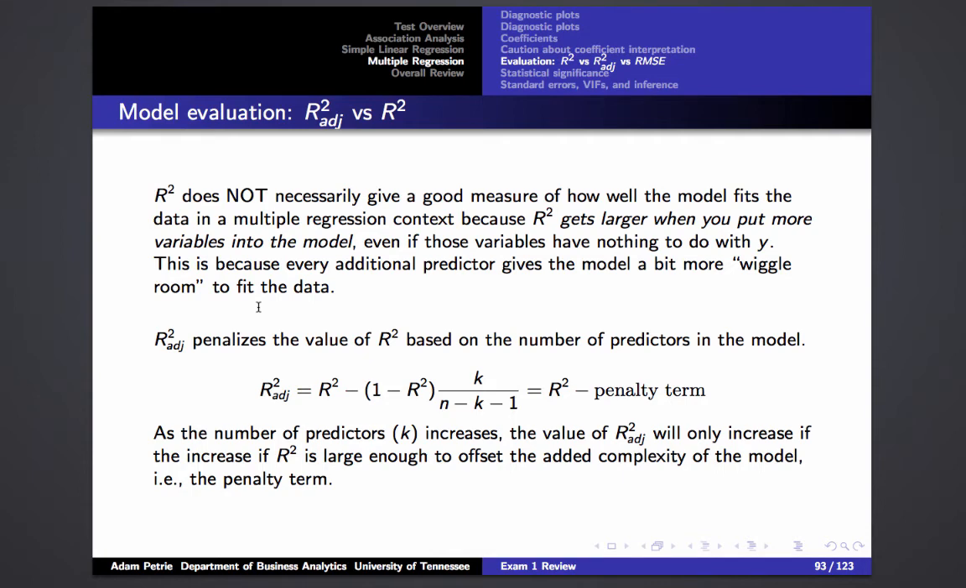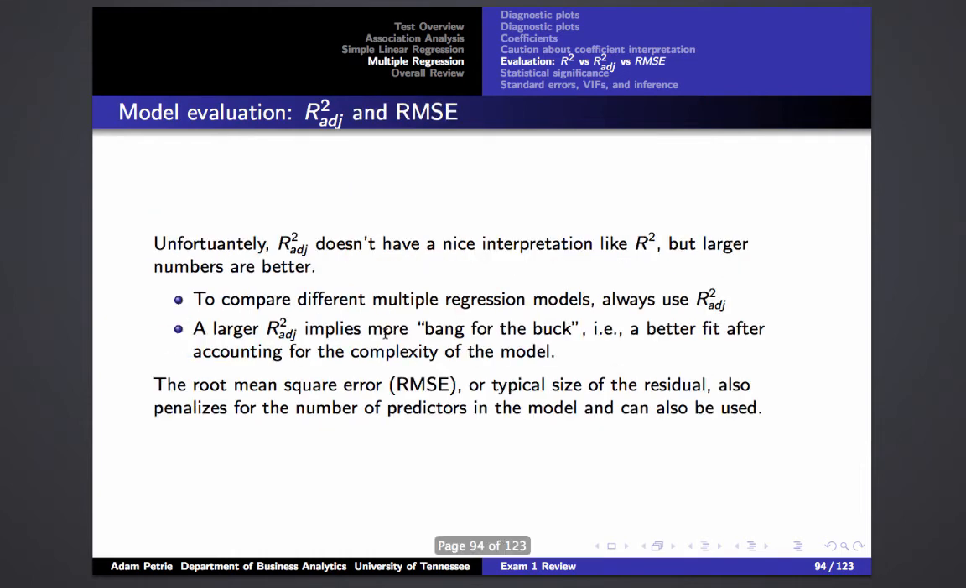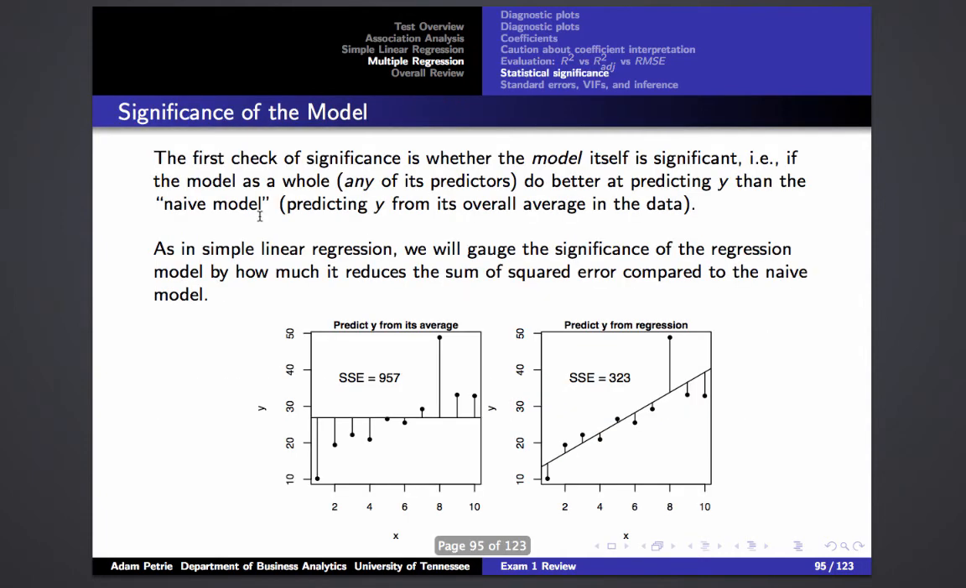When we deal with multiple regression, in order to gauge how well the model is fitting the data, we need to use R-squared adjusted. Because R-squared has this unfortunate property that when you add even completely random, unrelated predictors, R-squared is always going to get bigger. So R-squared doesn't necessarily give you a good idea of how well your model fits the data. R-squared adjusted penalizes the value of R-squared based on the complexity of the model, based on the number of predictors in it, and so it gives a much fairer assessment of the model's fit. Okay, the root mean squared error does something similar actually. It also penalizes for the number of predictors, so you can use the R-squared adjusted or root mean squared error to gauge how well your model is fitting the data.